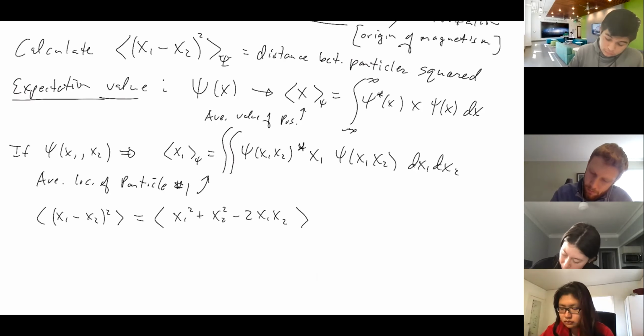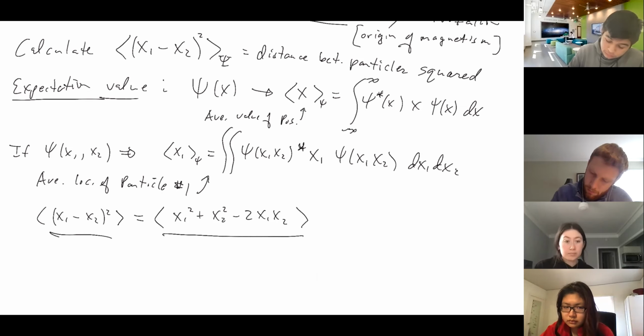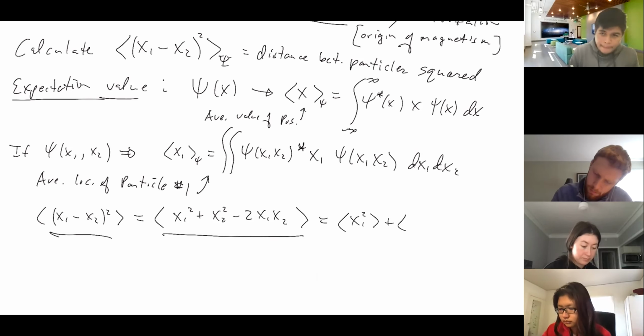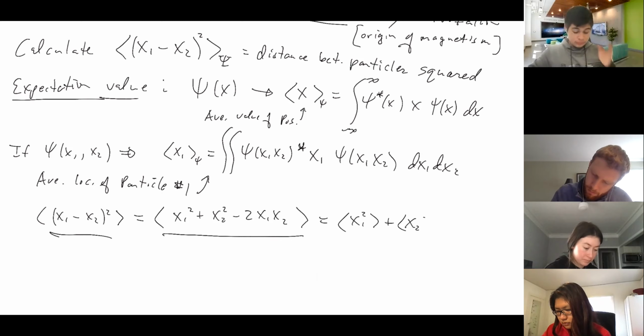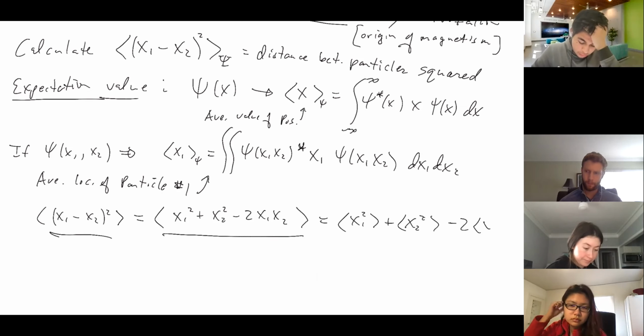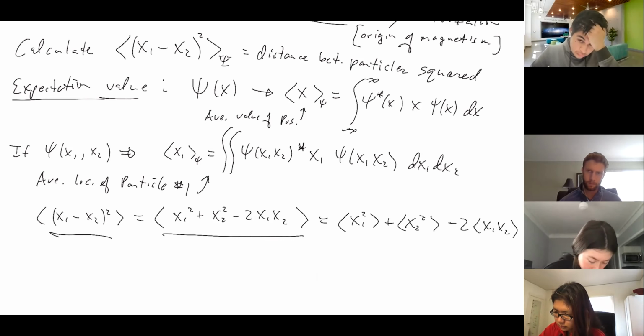You see how these two things are the same. By the algebra of expectation values, if I do all those integrals, that's the same as the expectation value of x1 squared plus the expectation value of x2 squared minus twice the expectation value of x1 x2. That should look a little bit familiar. So let's calculate this.